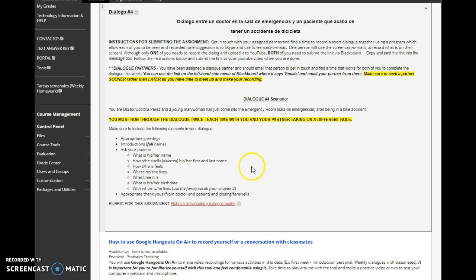You want to find out how to spell the first and last name, find out how the patient's feeling, where the person lives, okay, what their address is. Find out what time it is. Does the patient know the time? Or even the date. Find out their birth date. Find out with whom they live. We want to incorporate the family vocabulary that we learned in this lesson, in this chapter. And then the appropriate thank yous. Okay.